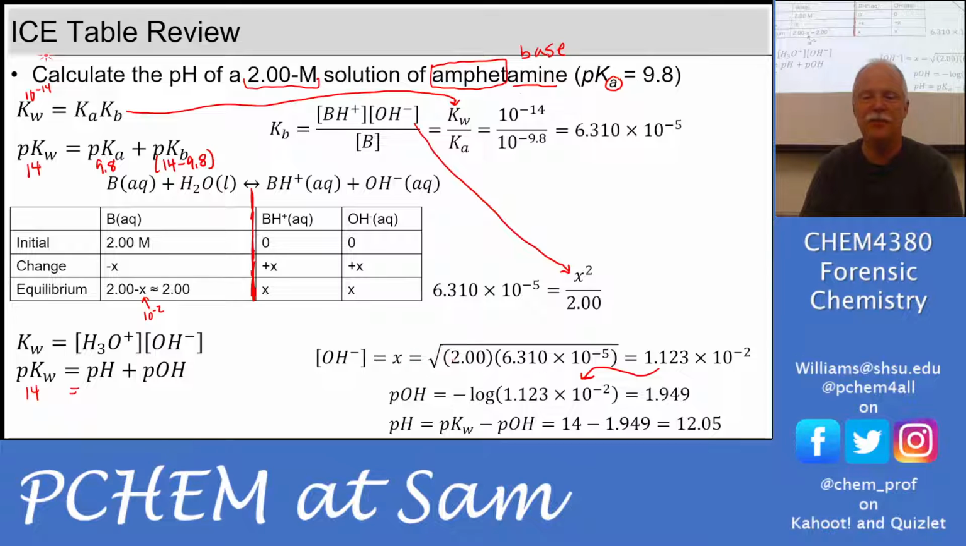So 14 minus that number is 12.05. It's a pretty basic compound. Put that in water. If you can get it up to 2 molar, if it's that soluble, then you will have a pH of 12.5.